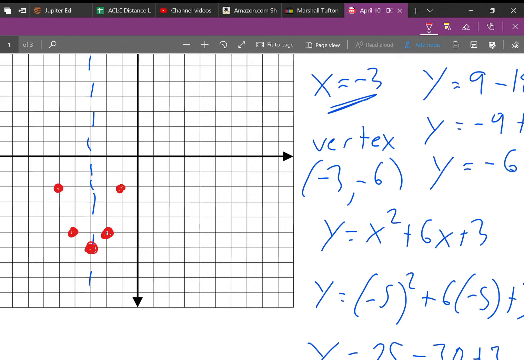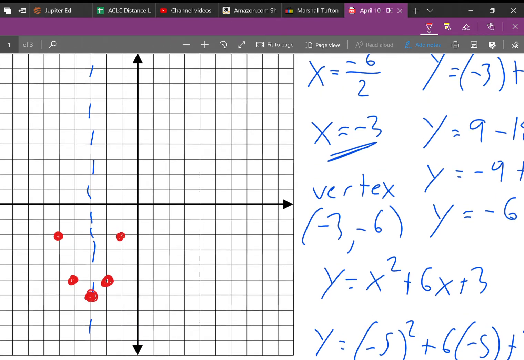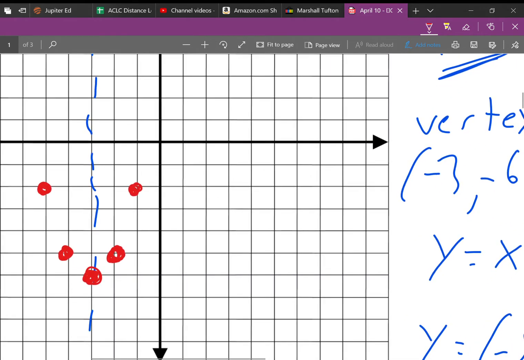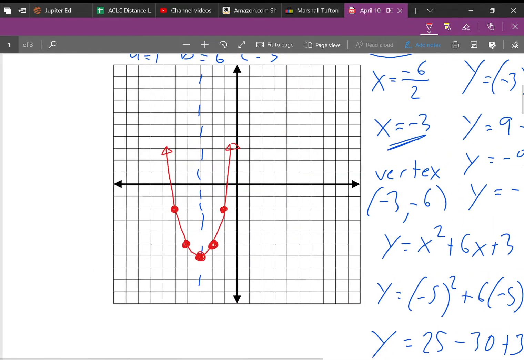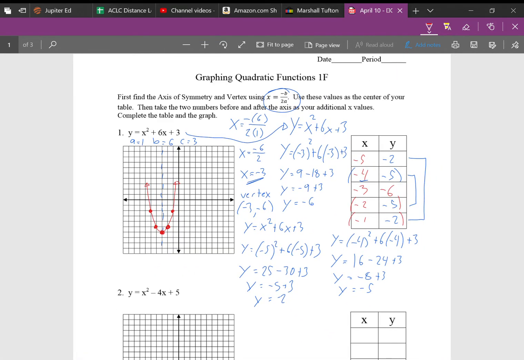Now, I have a lot of room left in this graph. I could plug in more numbers if I wanted to, but generally speaking, 5 points is all we want for a parabola. So we're now going to actually draw it. Remember, it should be a smooth curve, not a straight line, but a curve. Kind of like the root of a plant is what I would think of, like a carrot. And there we have our graph.